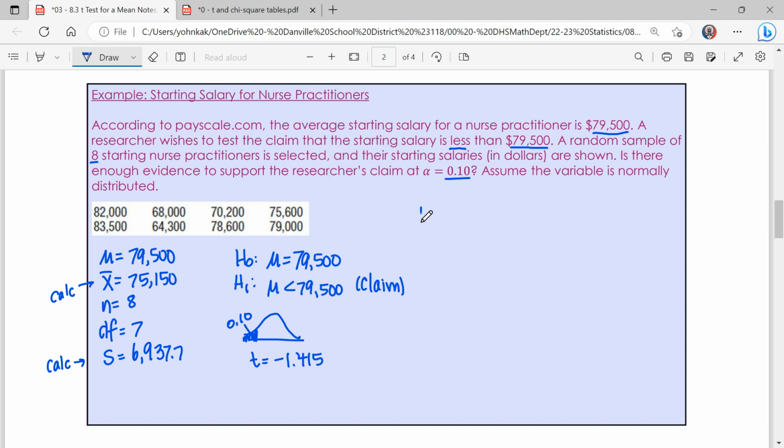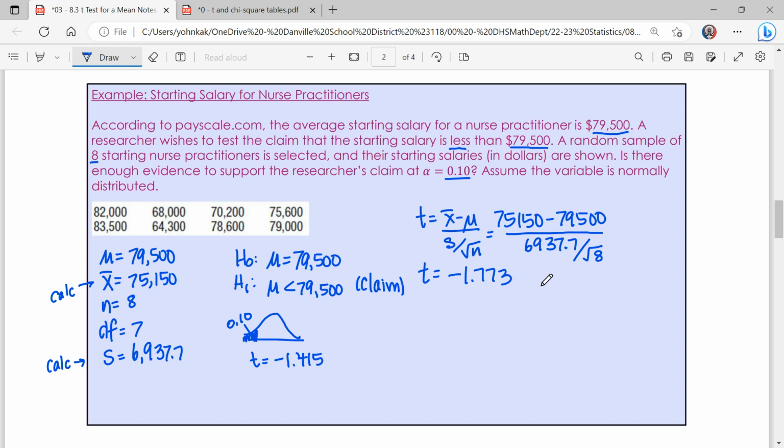All right, now let's find our test statistic. X bar minus mu over s over root n. X bar is 75,150. Our mu is 79,500. Divided by our sample standard deviation, 6,937.7 over the square root of 8. If I plug this all into my calculator and round to 3 decimals, like my critical value, I get negative 1.773.